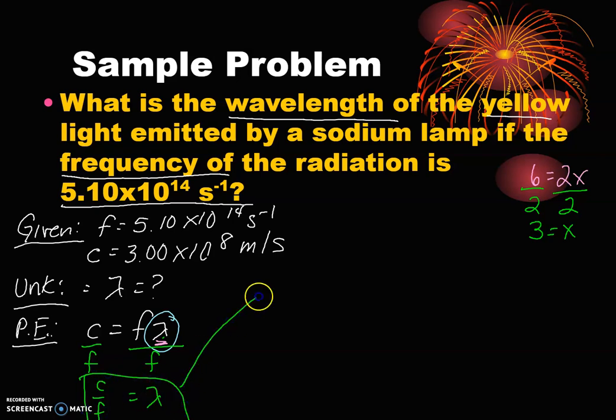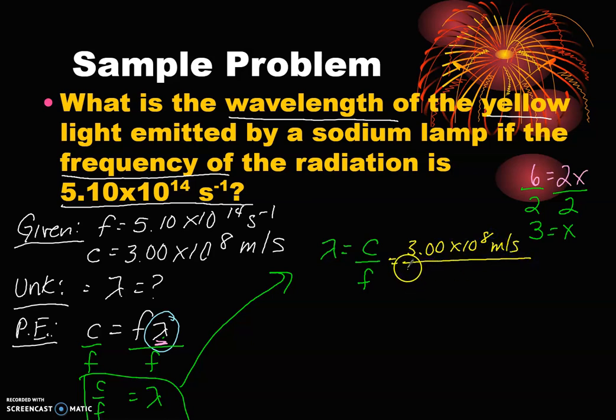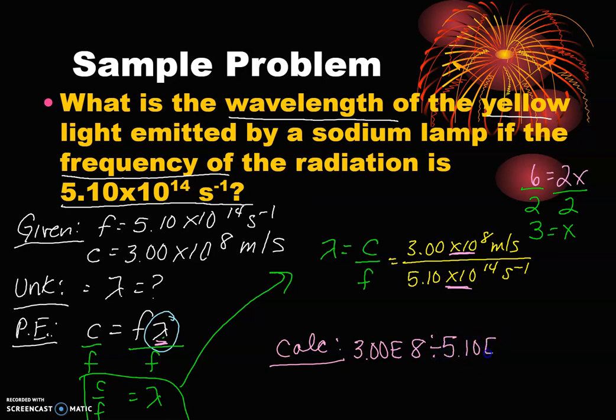So this is the rewritten version that we're going to plug into. Lambda is equal to C over F. And then let's plug in what we know. 3.00 times 10 to the 8th meters per second is our speed of light. And then we're going to plug in 5.10 times 10 to the 14th reciprocal seconds. So how do I solve for this in my calculator? In my calculator, anytime we have a times 10 to the, remember we use the E button. So 3.00 E8 divided by 5.10 E14.